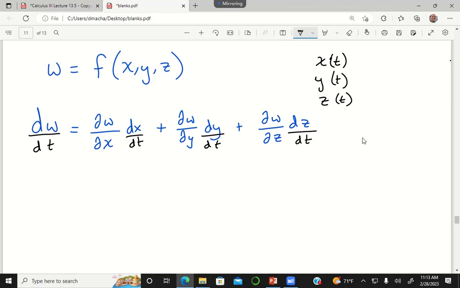So let's do one like this. Let's say that w is equal to xy squared plus x squared z plus yz squared. And moreover, we're going to say that x is a function of t. X is t squared. Y is a function of t, and y is 2t. And z is a function of t. Well, not really. I guess z is just going to be 2 in this example. So it's a constant function.